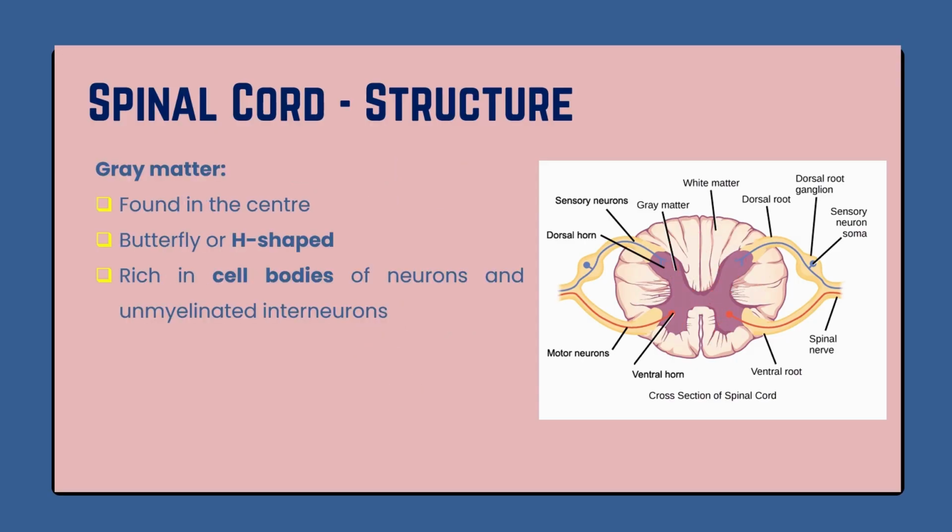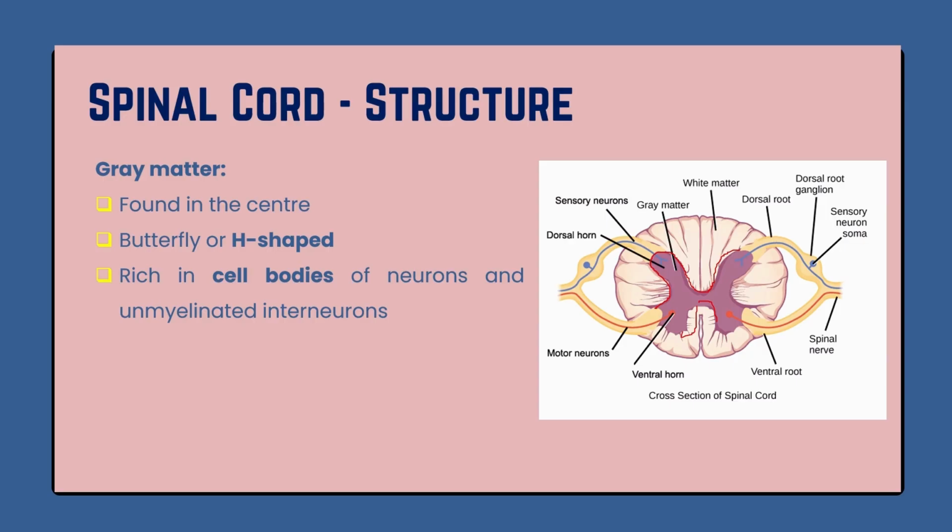All right. Let's look deeper into the gray matter. Gray matter is found in the center. Butterfly or H-shaped. You can see the shape here, right? You can either interpret this as an H shape or call it a butterfly shape. Either one is correct.